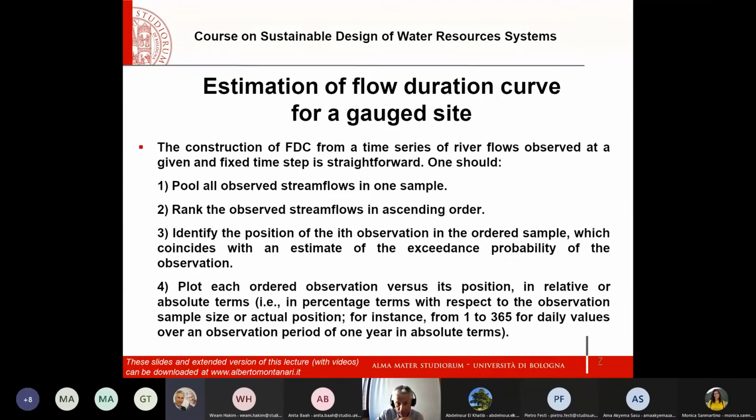The lowest value is in position number 3,650. Perfect. Now we have to plot each ordered observation in a graph versus its position in relative or absolute terms, meaning in terms of percentage or in terms of absolute duration. That's it. We got the flow duration curve because the highest value was equaled or exceeded only once. So if I plot the highest value against its position, I already get the position in the flow duration curve of the highest value. So by plotting each value against its position, I get everything I want. This is the first method.